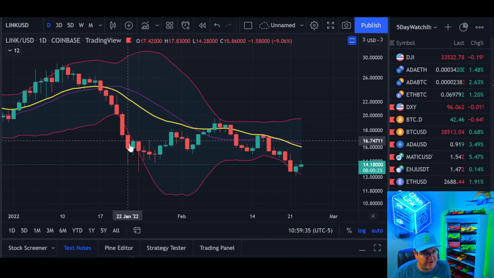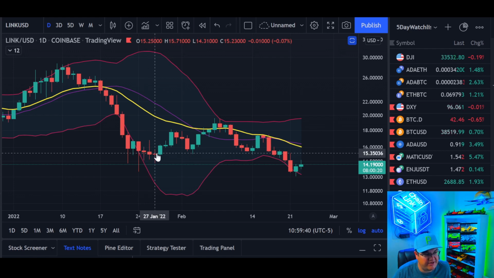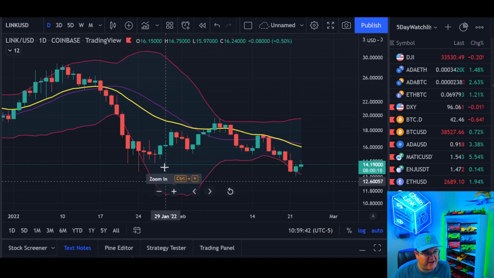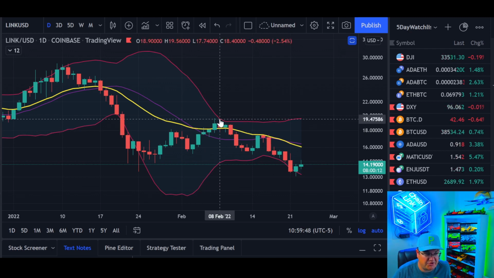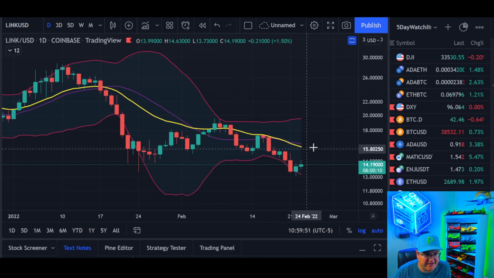Now, notice also what happened back in January, right? We came back into it. And what's the next thing we did? We didn't go back down and test the bottom. We went and hit the median line before doing what? We broke through it. And then your odds increase of testing the top, which we did as well. So the same thing can be said for the current situation here.